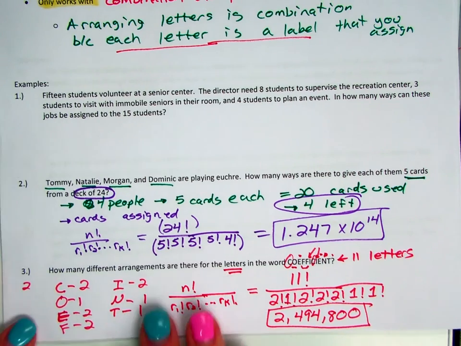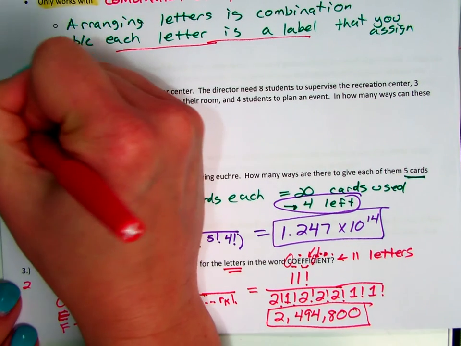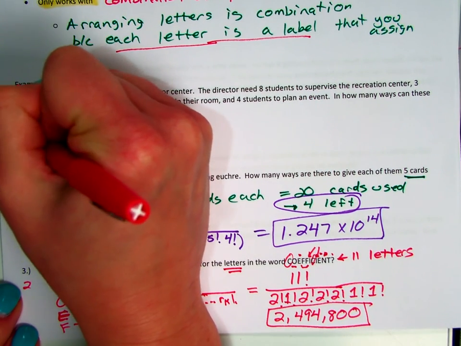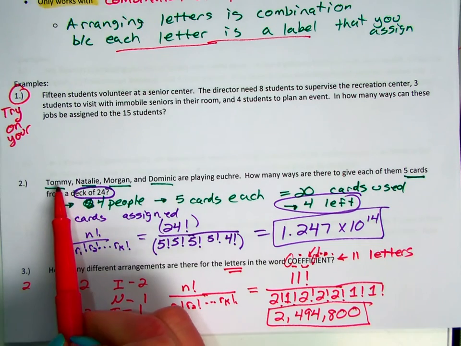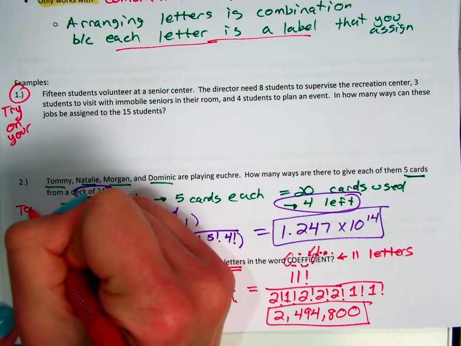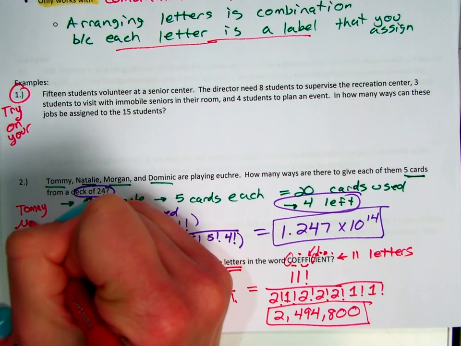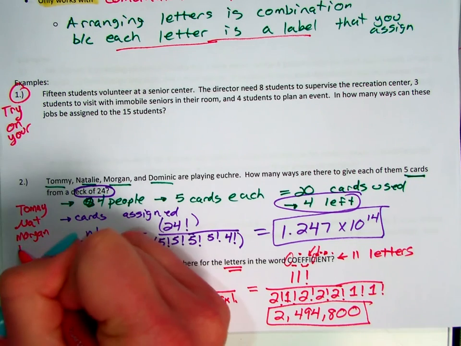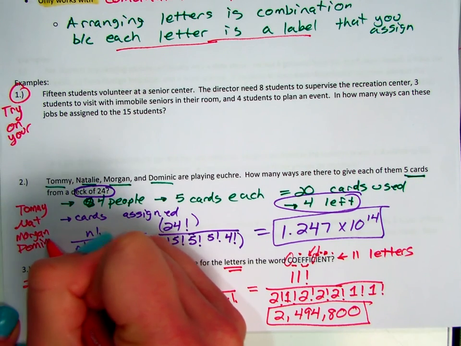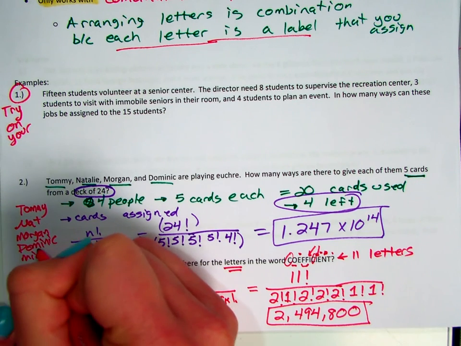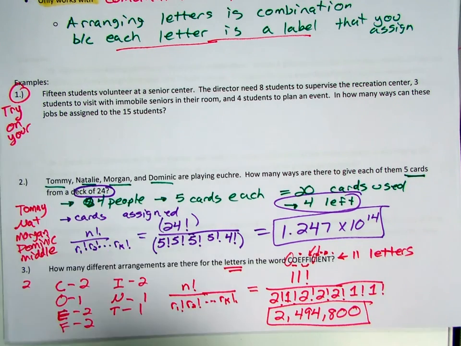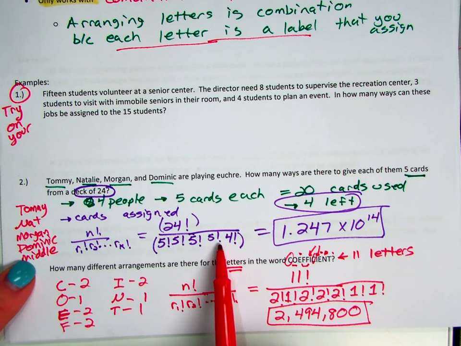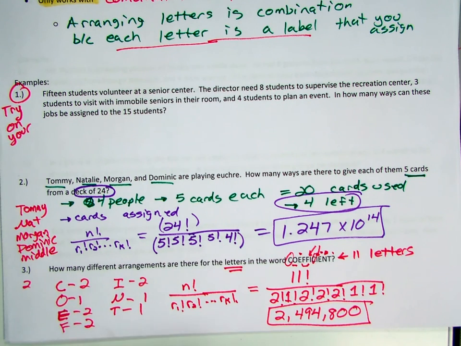Now, don't forget that you need to go back and try number 1 on your own. Remember, think about what the labels are. So I was labeling here, Tommy was a label, Natalie was a label, Morgan was a label, and so was Dominic, and then the cards that were left in the middle. So those were my labels, which is why it was 5, 5, 5, 5, because that's how many cards they would get assigned, and then the middle got assigned 4.